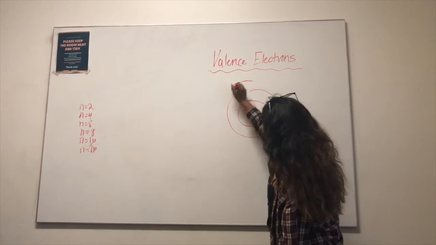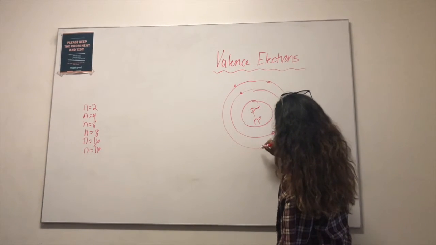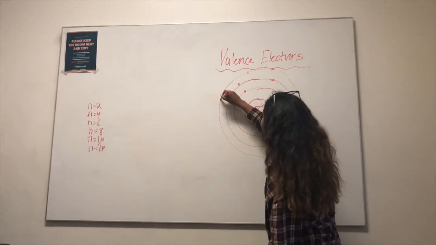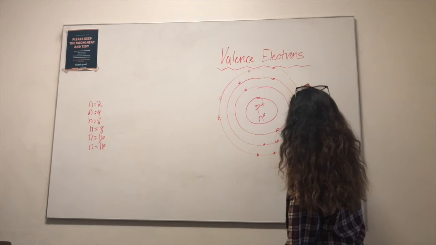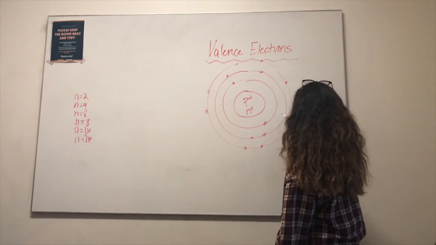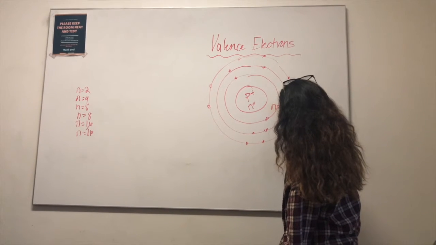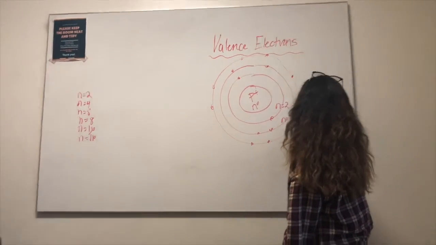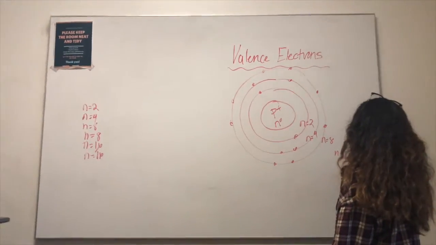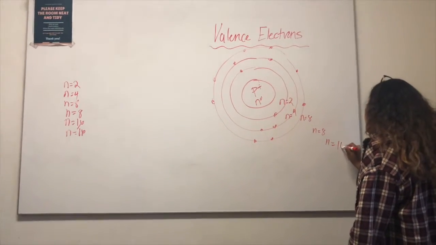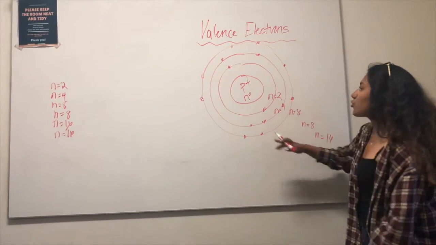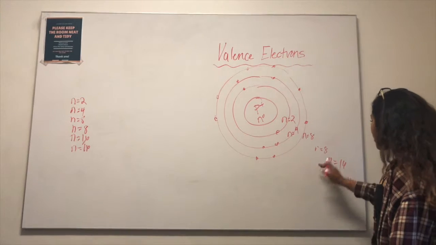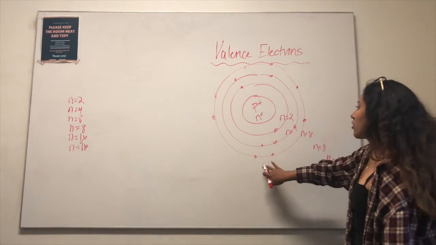The second shell can hold 4, and the third shell can hold 8, and then it keeps going. You would write this as n equals 2, n equals 4, n equals 8, and as you continue, n equals 8, n equals 16, n equals 16. Usually we don't have a lot of atoms that go past 8, so we don't really need to know a lot about this, and we need to focus on this mostly.